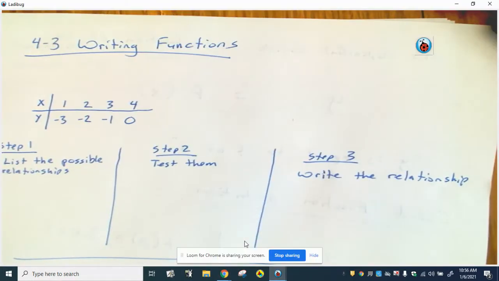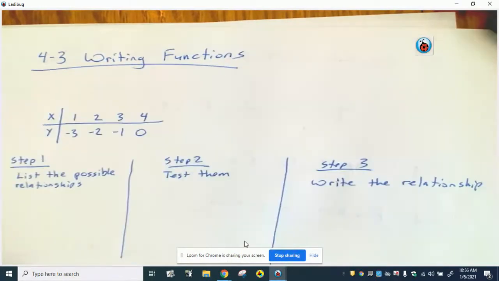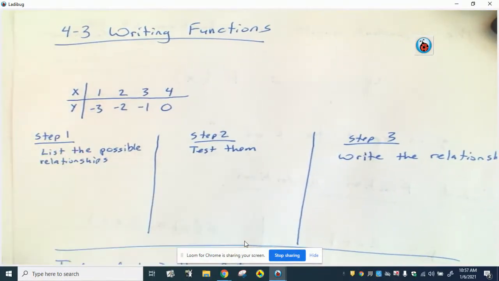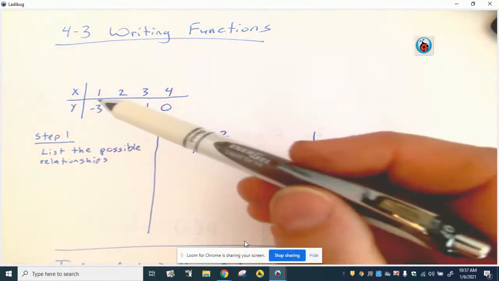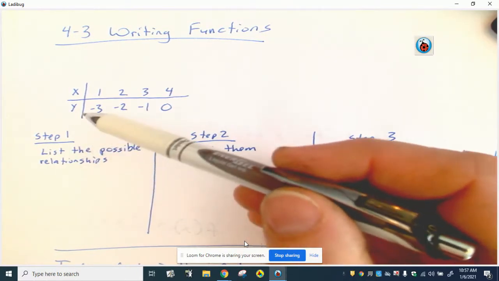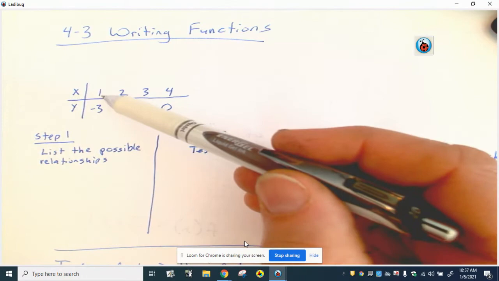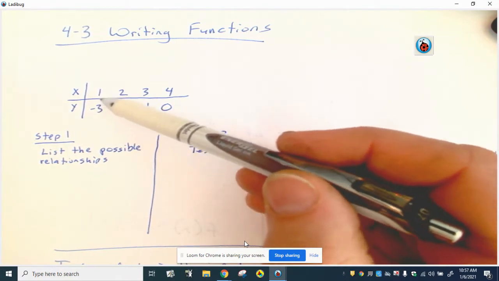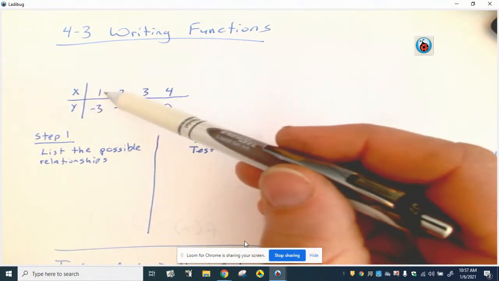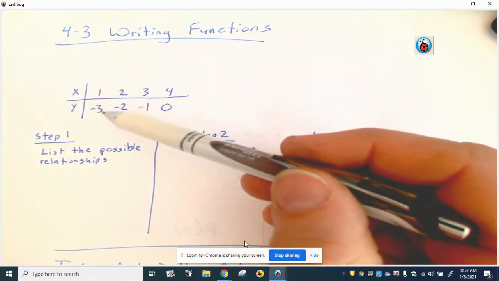So basically, with writing functions, there's a couple different ways to do it. The first thing you want to do is, sometimes you have a set of data, and you have to come up with a rule that will represent that data. Well, the first thing I would want you to do is list some of the possible examples. So, how does a 1 become a -3? Just look at that first example. Don't worry about the rest of the numbers yet. Just look at that first one right away. How does a 1 become a -3?